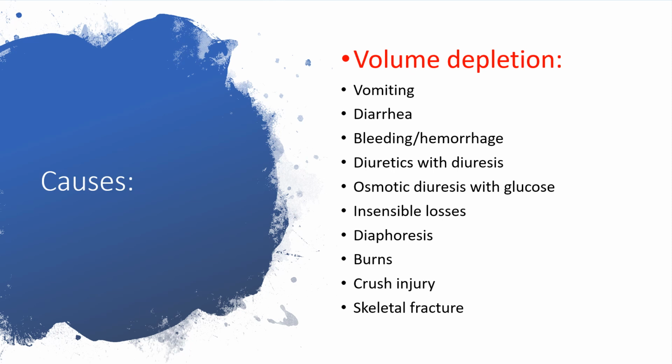What are the pre-renal causes? Volume depletion from vomiting, diarrhea, bleeding, diuretics used, osmotic diuresis with glucose, that is in diabetes mellitus, insensible losses, diaphoresis, burns, crush injury, and skeletal fracture.